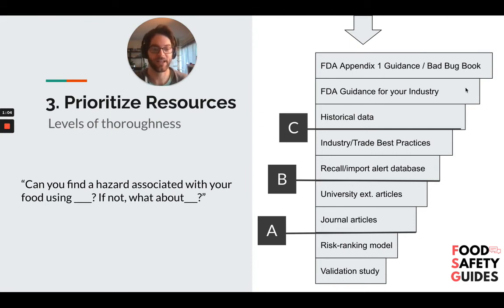Next is considering a guidance for your industry. So if you're in dairy, juice, spices, FDA has developed specific guidances for your industry. And lastly is historical data. So if you do have a problem in your own facility, well, you need to consider that too. Now, people go above and beyond that when they start looking at industry best practices.